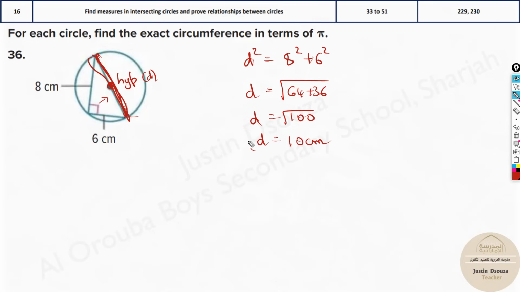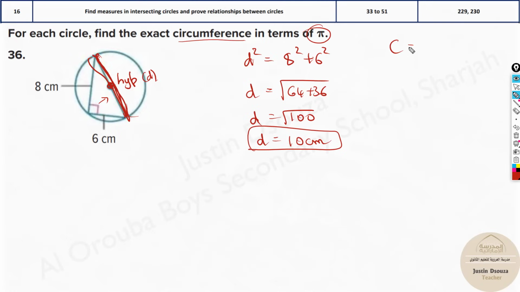You don't need to do all these steps. Easily put it in the calculator and you will get this answer. Now we found the diameter. That's fine, but that is not the question. We need to find the circumference in terms of pi.